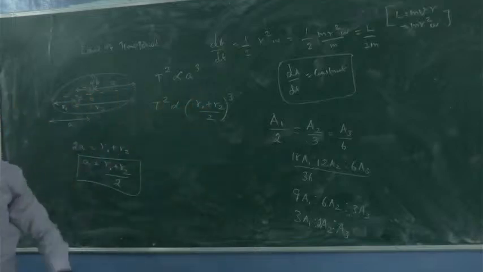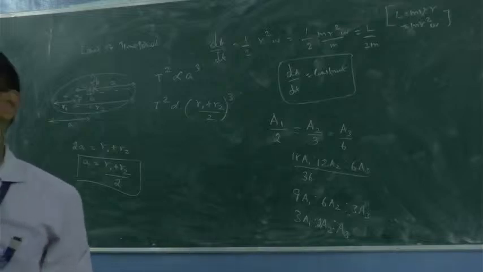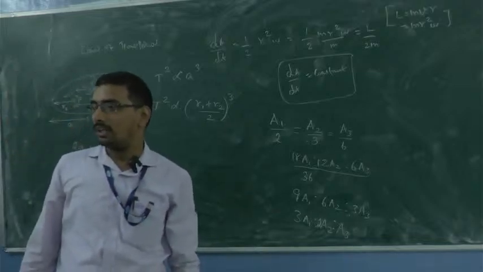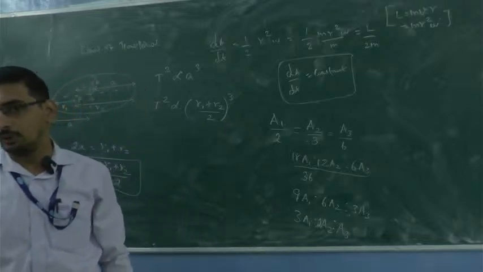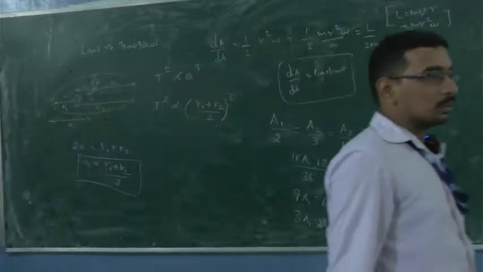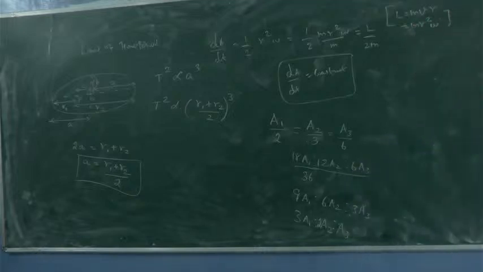Now we are going to take two planets. One is Mercury, another one is Neptune. Which one is located nearer to the Sun? Mercury. The respective R value is very very small. R is small means time period is also small. That means Mercury will take very less time to complete one revolution.